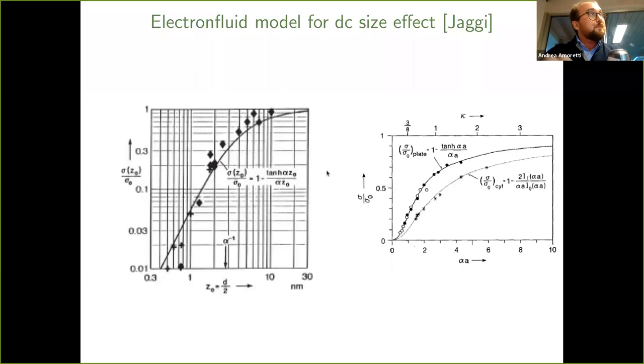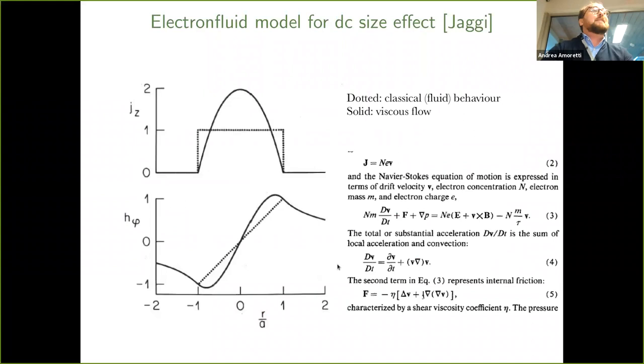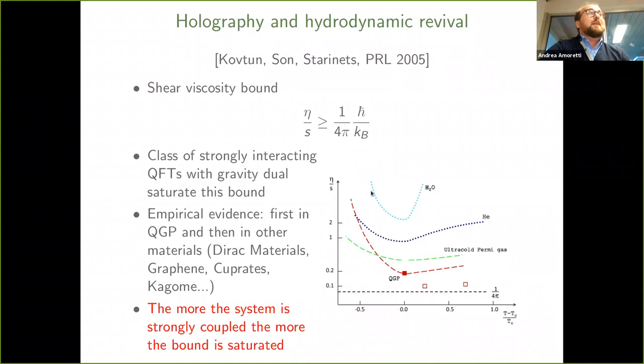But actually, after 1995, the application of hydro to describe strongly coupled systems wasn't really discussed anymore, at least not intensively. But there was a revival with the coming of holography, and in particular in 2005, when Kovtun, Son, and Starinets described the well-known bound on η over s. They found that holographic systems respect a bound on the shear viscosity over the entropy density. And this bound is very particular: it is 1 over 4π ħ over the Boltzmann constant k_B.